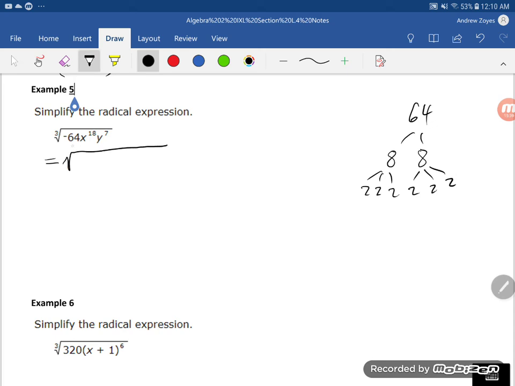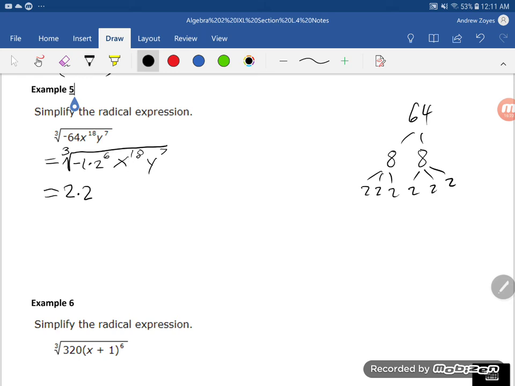So right here, I'm going to have a third root of -1, 2 to the power of 6, x to the power of 18, and y to the power of 7. So, remember that question, we're just making groups. So, we look at 2 to the power of 6, and we have 6 2's, so how many groups of 3 can we make? Well, we can make 2 groups of 3. So we'll pull out a 2 and another 2, because we could have made 2 groups with those 6. Likewise, we have 18 of our x. We want to make groups of 3.